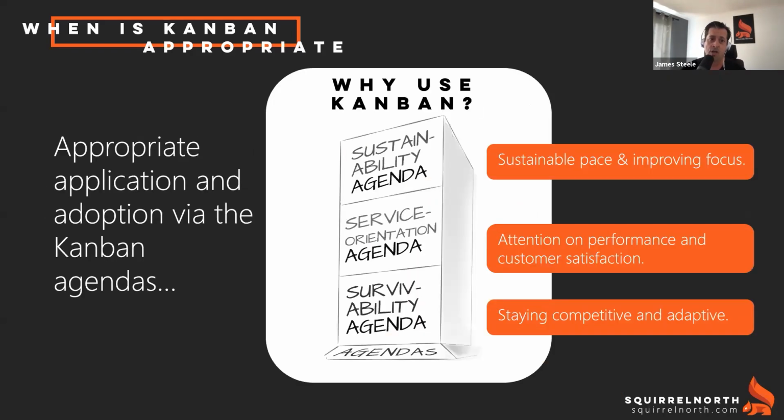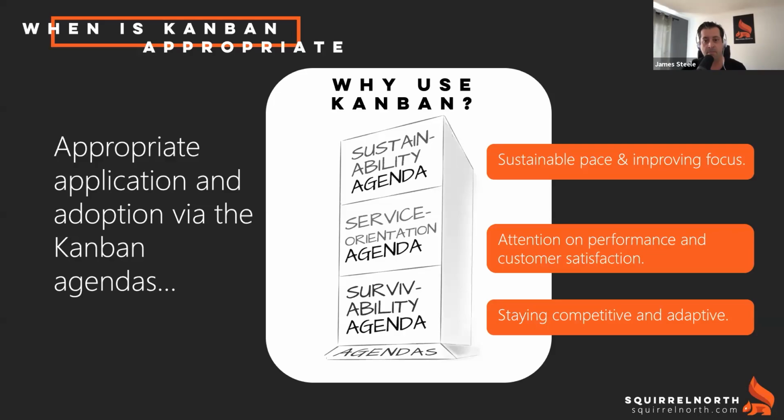So if we take those three viewpoints, they can map on to what in Kanban we define as the Kanban agendas, right? We have three of them. The sustainability agenda, this is where we're looking for more sustainable pace and improving our focus. Remember, that's usually at the individual and team level. The service orientation agenda, that's our outward looking agenda. This is where we really want to focus on business performance and customer satisfaction. The third level, the survivability agenda. This is all about the survivability of our business.